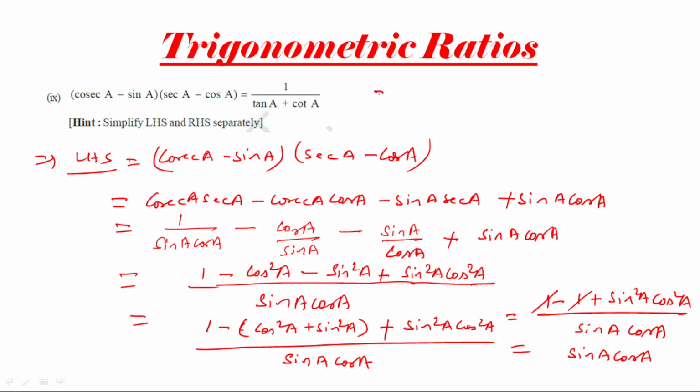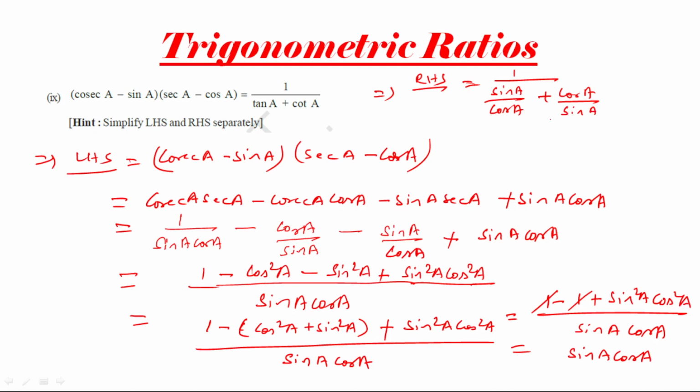Now let us move to the RHS side. So 1 by tan A plus cot A. Okay. So 1 by tan A we can write as sin A by cos A, and cot A we can write as cos A by sin A.